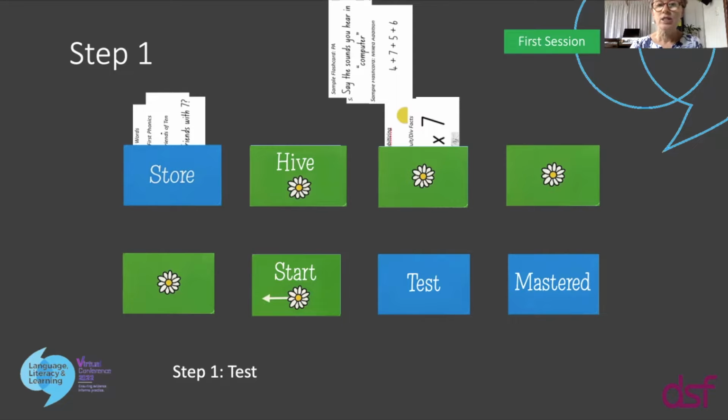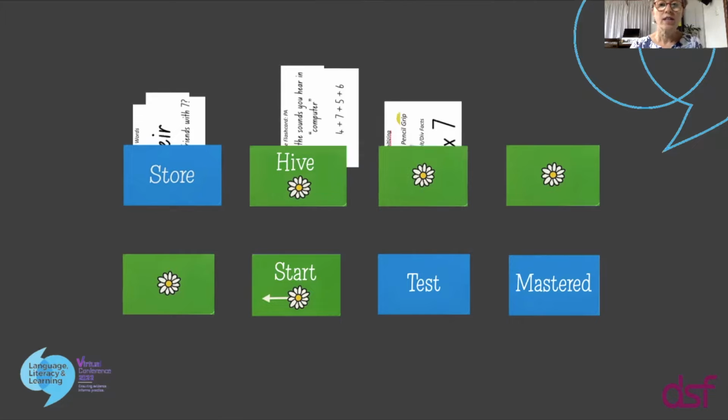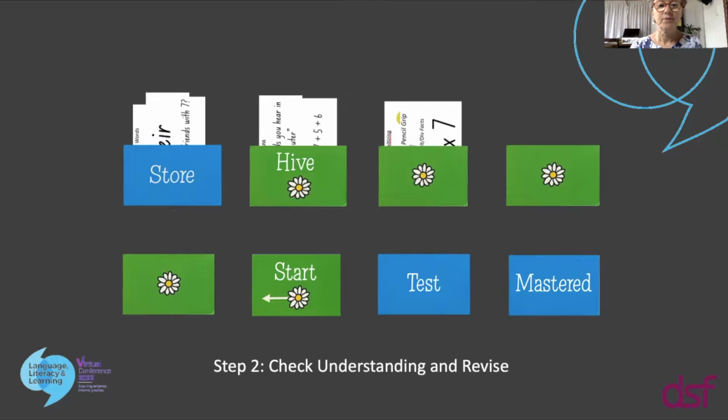And that was step 1. The content that was not correct is returned to the hive. And then step 2 is to check for understanding and revise. You'll notice here that the content is mixed. Very quickly in the development of the process, I started adding in anything that I noticed from students in the classroom that needed work.